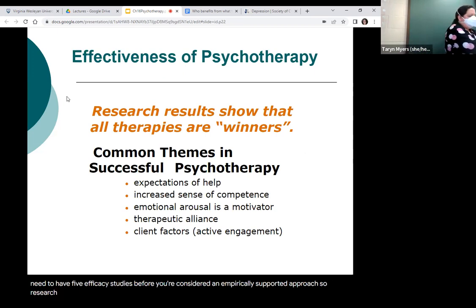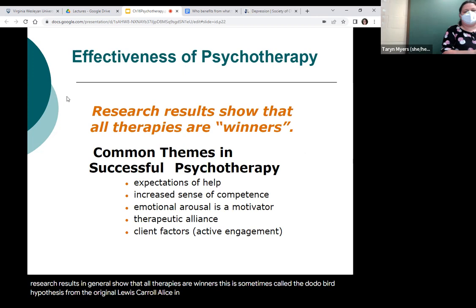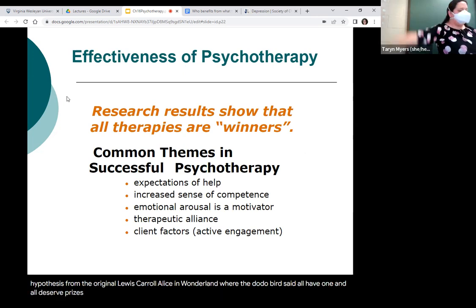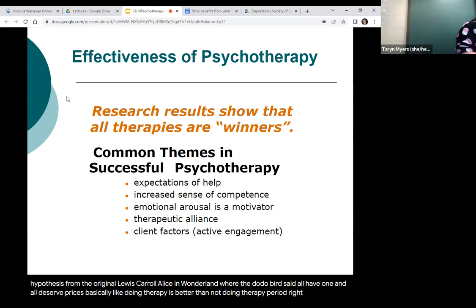So research results in general show that all therapies are winners. This is sometimes called the dodo bird hypothesis, from the original Lewis Carroll Alice in Wonderland, where the dodo bird said, all have won and all deserve prizes. Basically, doing therapy is better than not doing therapy, period, right?